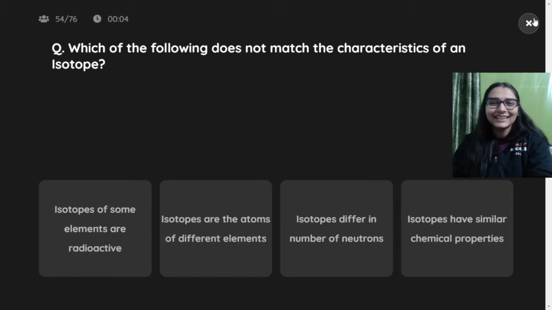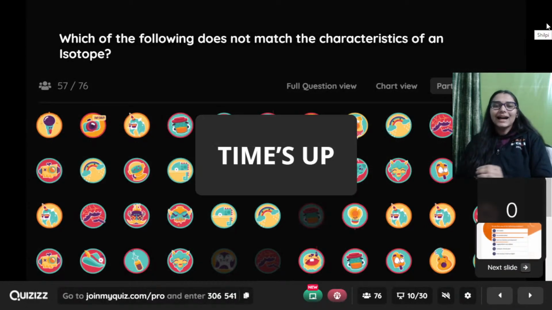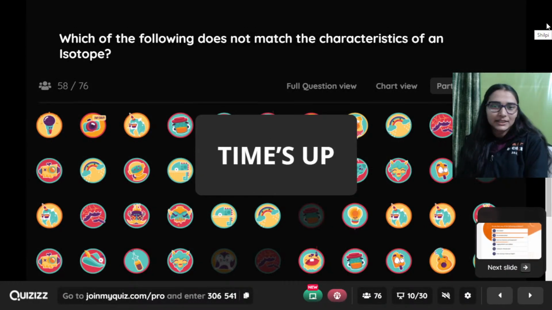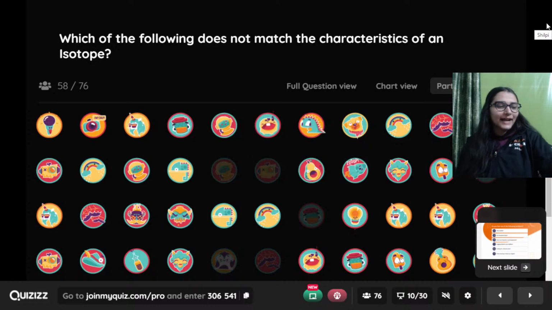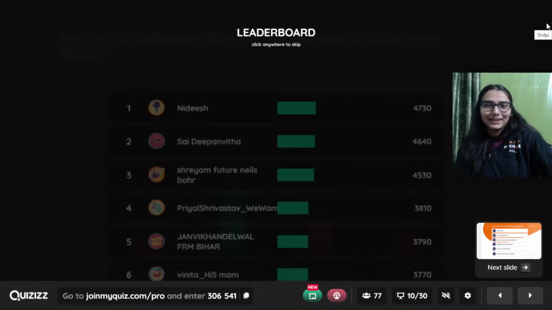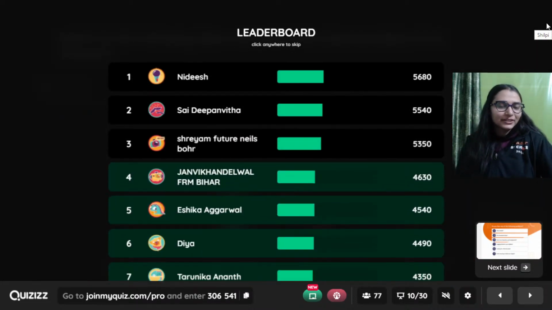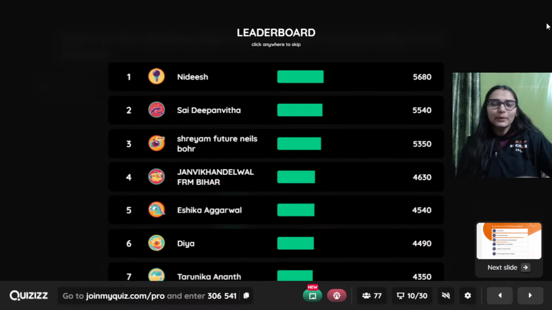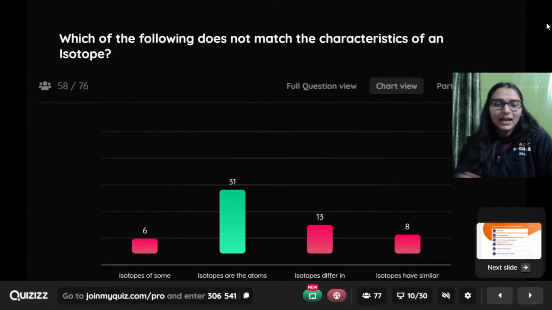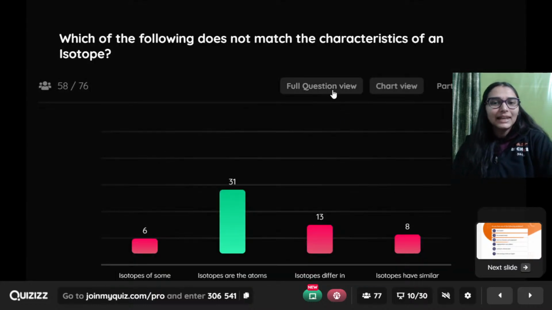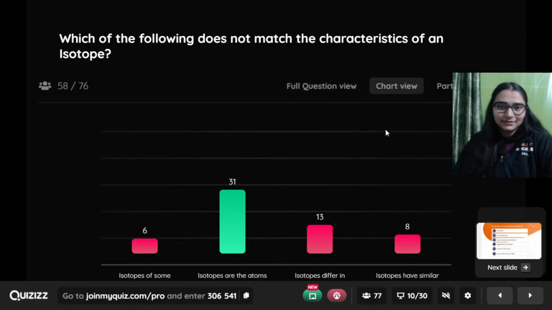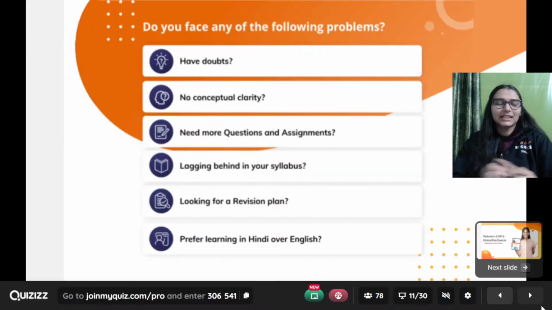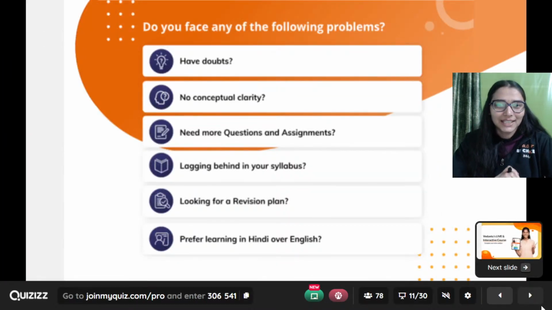I hope you got it. Easy, not difficult. Isotopes are the atoms of different elements. No, they are atoms of the same element, right? So you can figure out it is atoms of the same element, not different. Atoms of the same element with different masses are isotopes, like carbon 12, 13, 14.